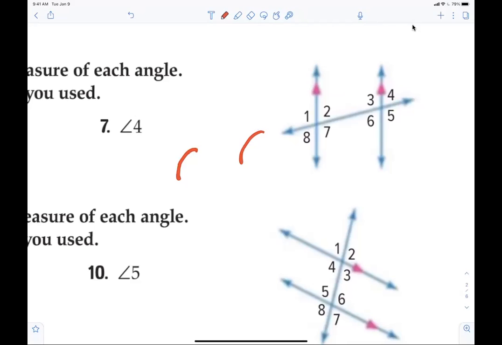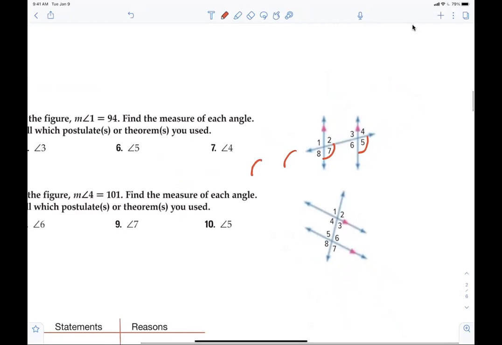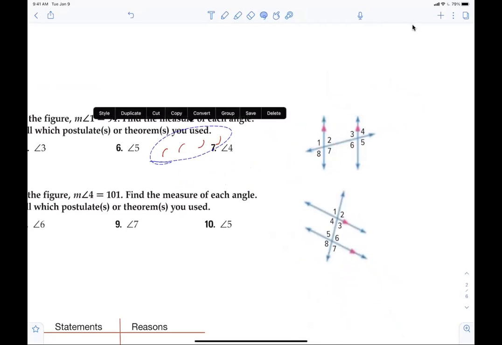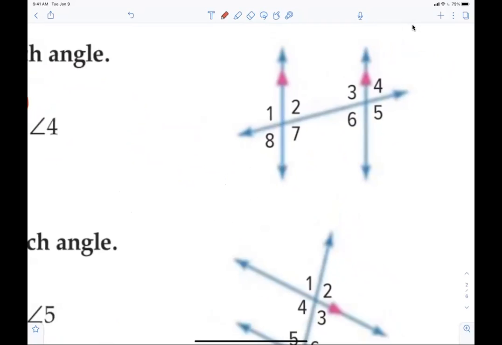So if I said, what is the relationship between 7 and 5? They are congruent. So now I'm going to put measure of angle 1 is 94 degrees. I don't even care about the questions. Angle 1 is 94. So what's angle 7?